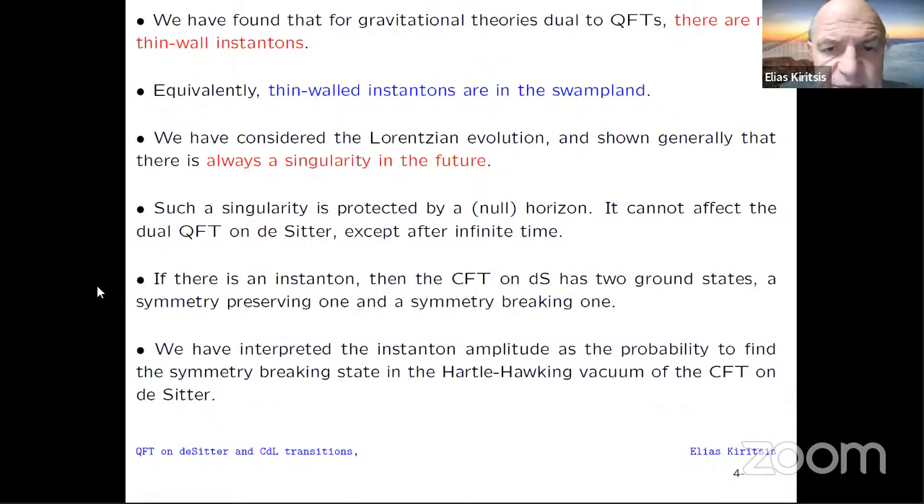Now, if there is an instanton, then one can show, and I will describe this, that the conformal field theory on de Sitter has two ground states, a symmetry preserving one and a symmetry breaking one. And we have interpreted the instanton amplitude of Coleman-de Luccia as the probability to find the symmetry breaking state in the Hartle-Hawking vacuum of the CFT defined on de Sitter.